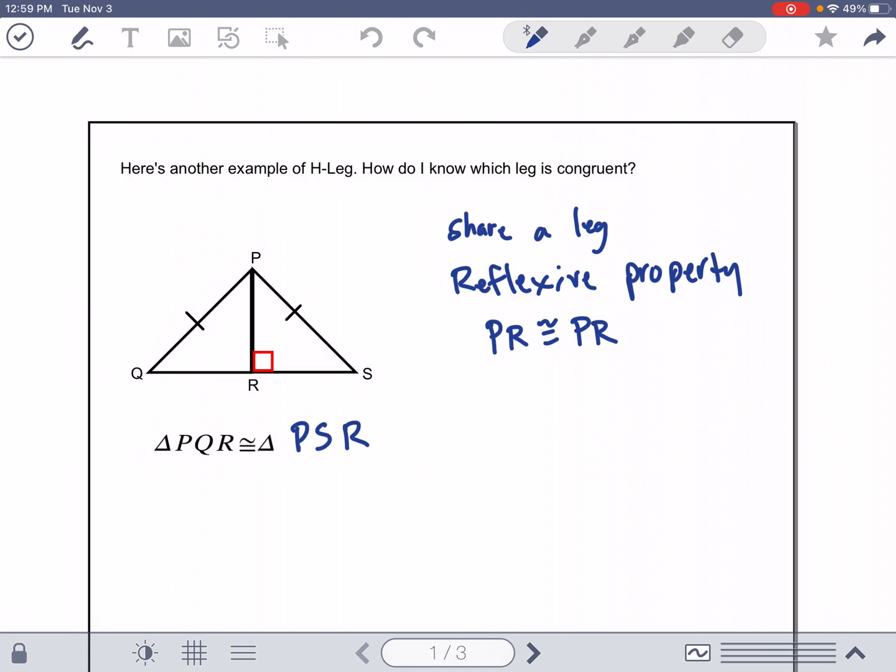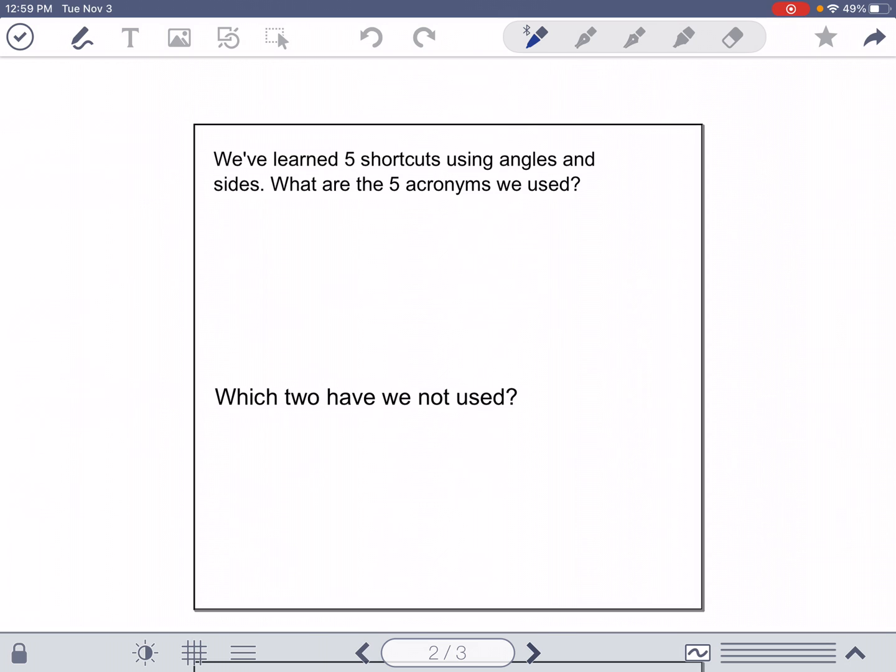So we've talked about 5 different shortcuts. And what were the 5 different acronyms, or the 5 different abbreviations we used? Let's see. We had side, side, side, side, angle, side. And then the next day we had angle, angle, side. Let's rewrite it like this, so that we can write them in the order we had them. We had an angle, side, angle. We had an angle, angle, side. And then today we had an H leg.